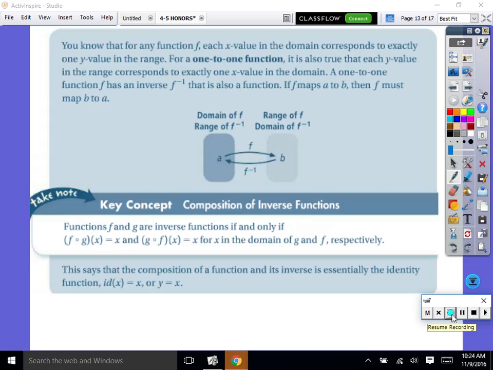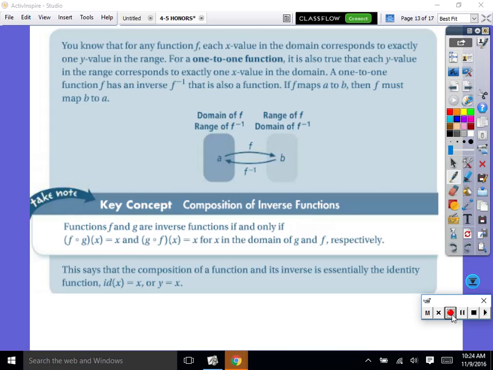Okay, so I'm going to read this to you because you're going to see the word one-to-one, and you need to know what it means. So you know that for any function f, each x value in the domain corresponds to exactly one y value in the range, correct? We know that. That's what makes it a function. It passes the vertical line test.